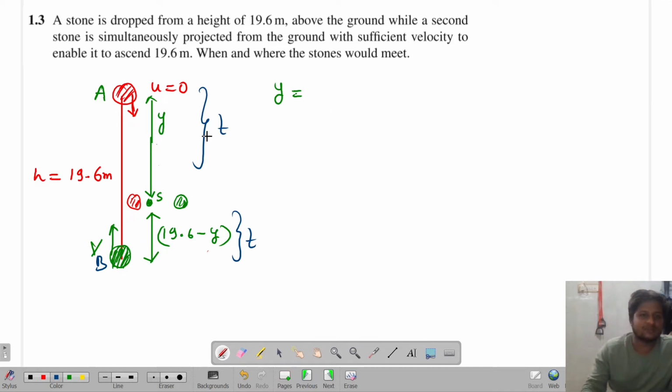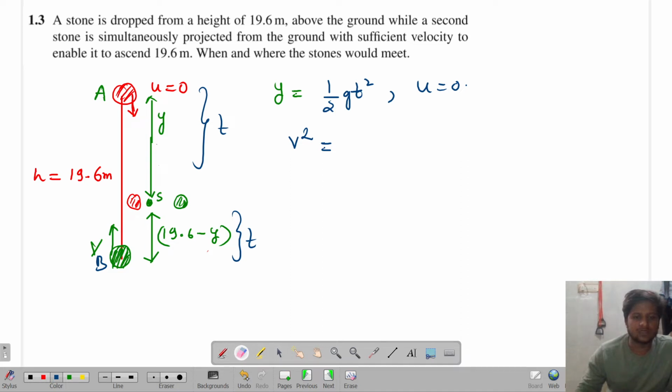So if the time of traveling is similar, y will be given as half g t squared, since the initial velocity is equal to 0. Got it or not? Now try to see the next thing. This time, what is going to happen for ball B? The distance is 19.6 minus y. Do not apply this because there is a final velocity over here. So v squared is equal to... at this point, can we say that the maximum velocity will be equal to 0? Yes or no?